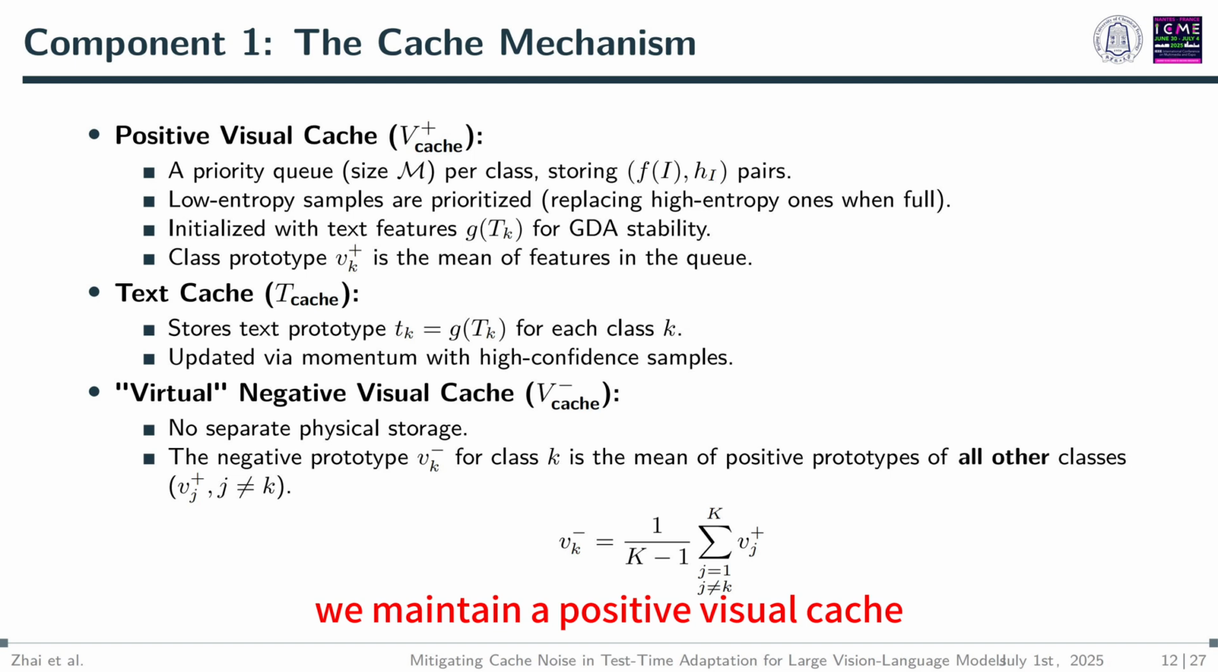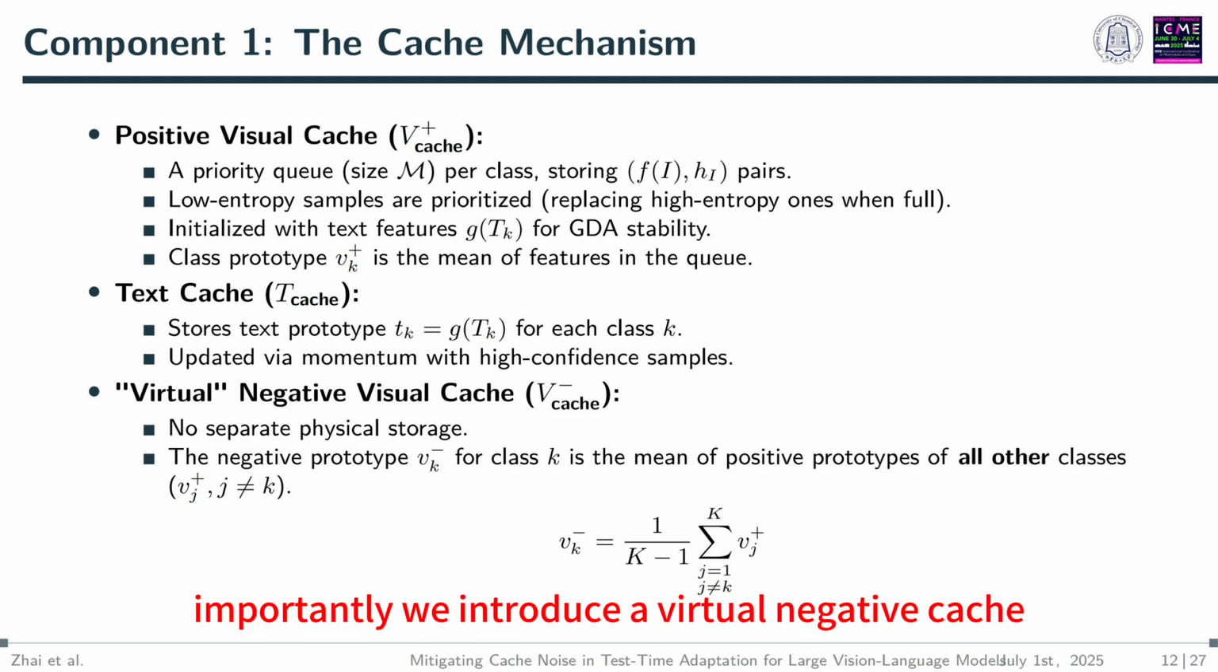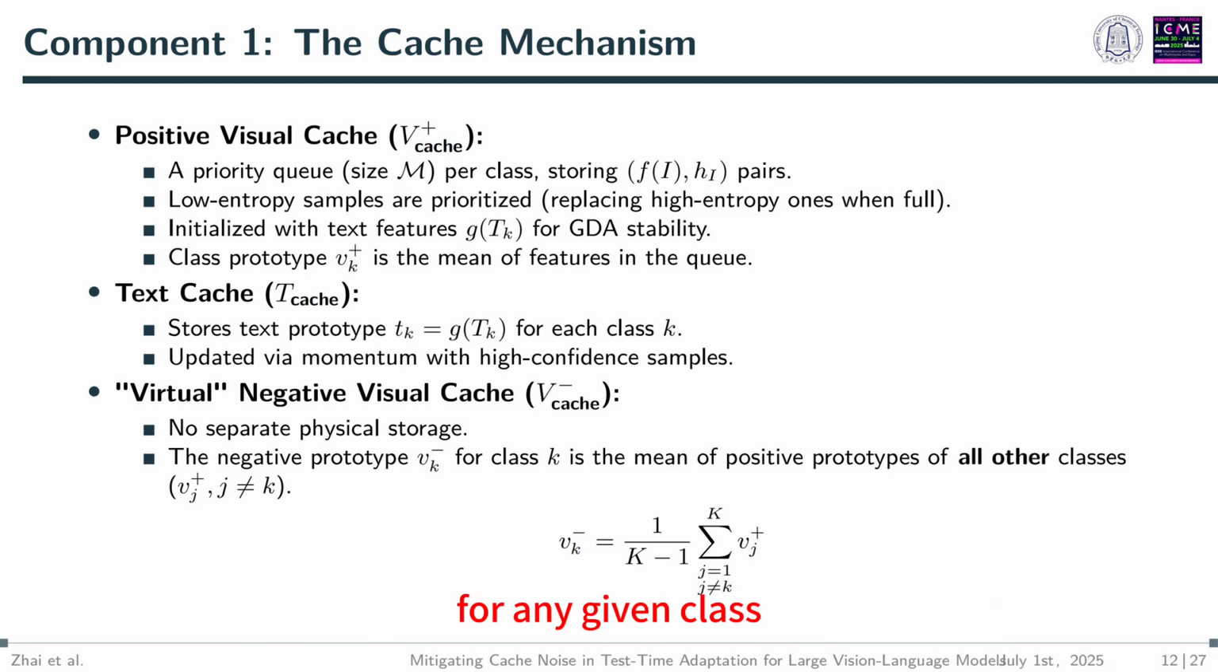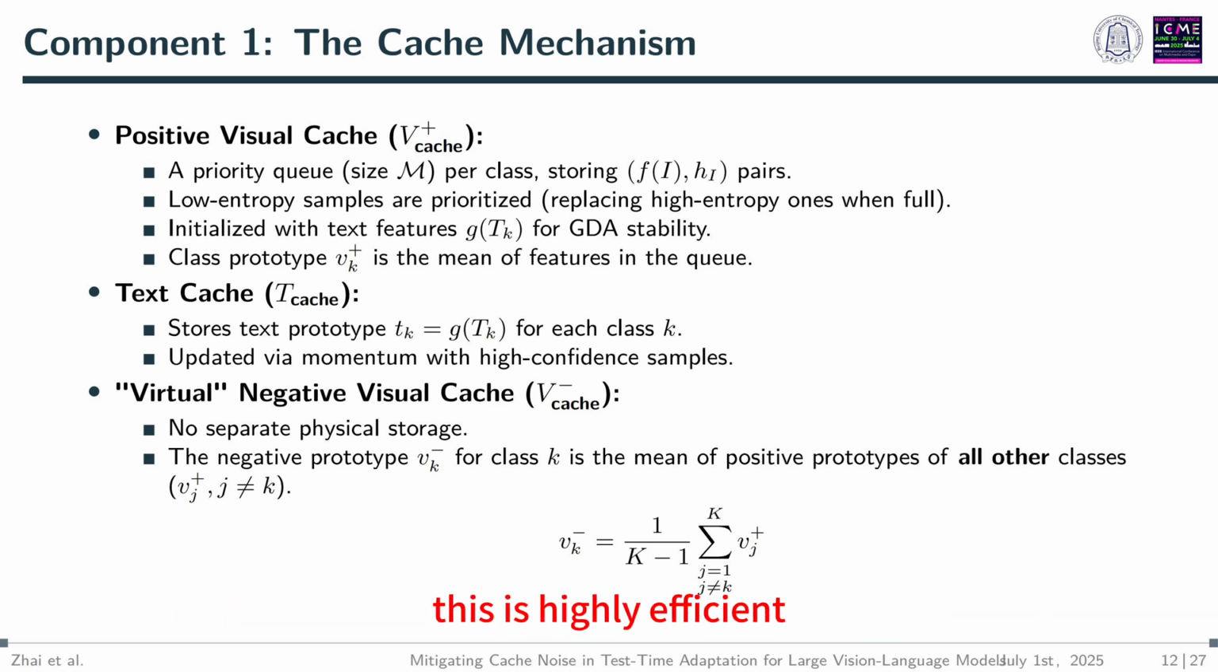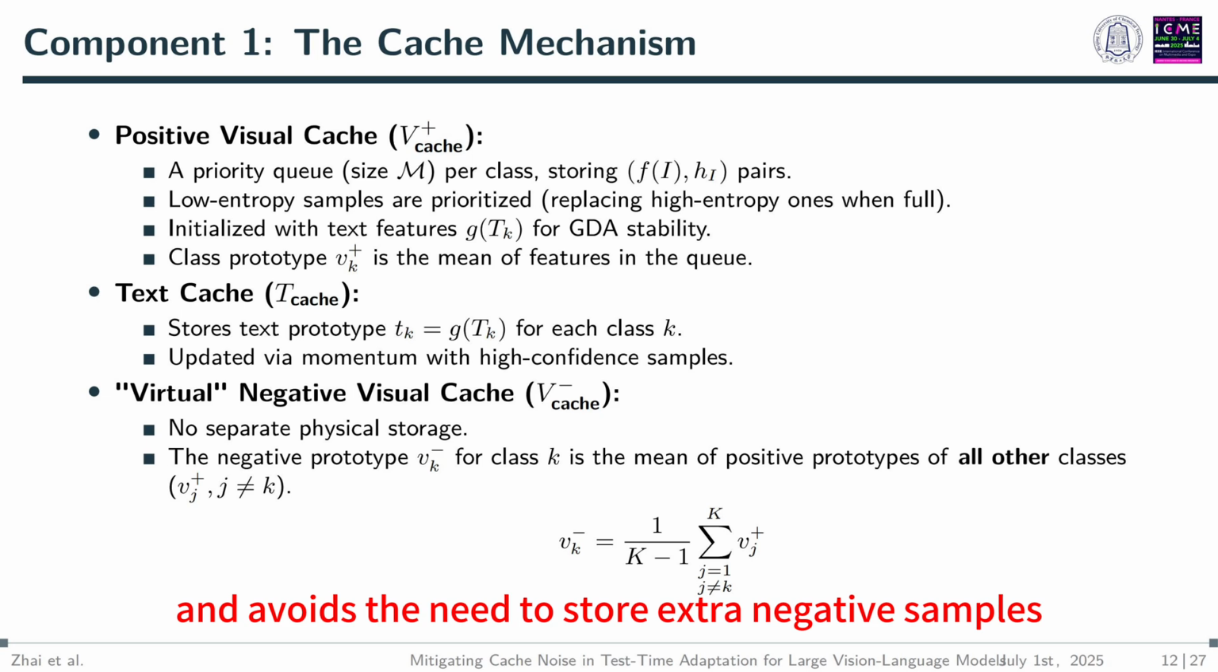Let's look closer at our cache. We maintain a positive visual cache using a priority queue that favors high-confidence samples. We also have a standard text cache. Importantly, we introduce a virtual negative cache. For any given class, its negative prototype is simply the average of all other positive prototypes. This is highly efficient and avoids the need to store extra negative samples.